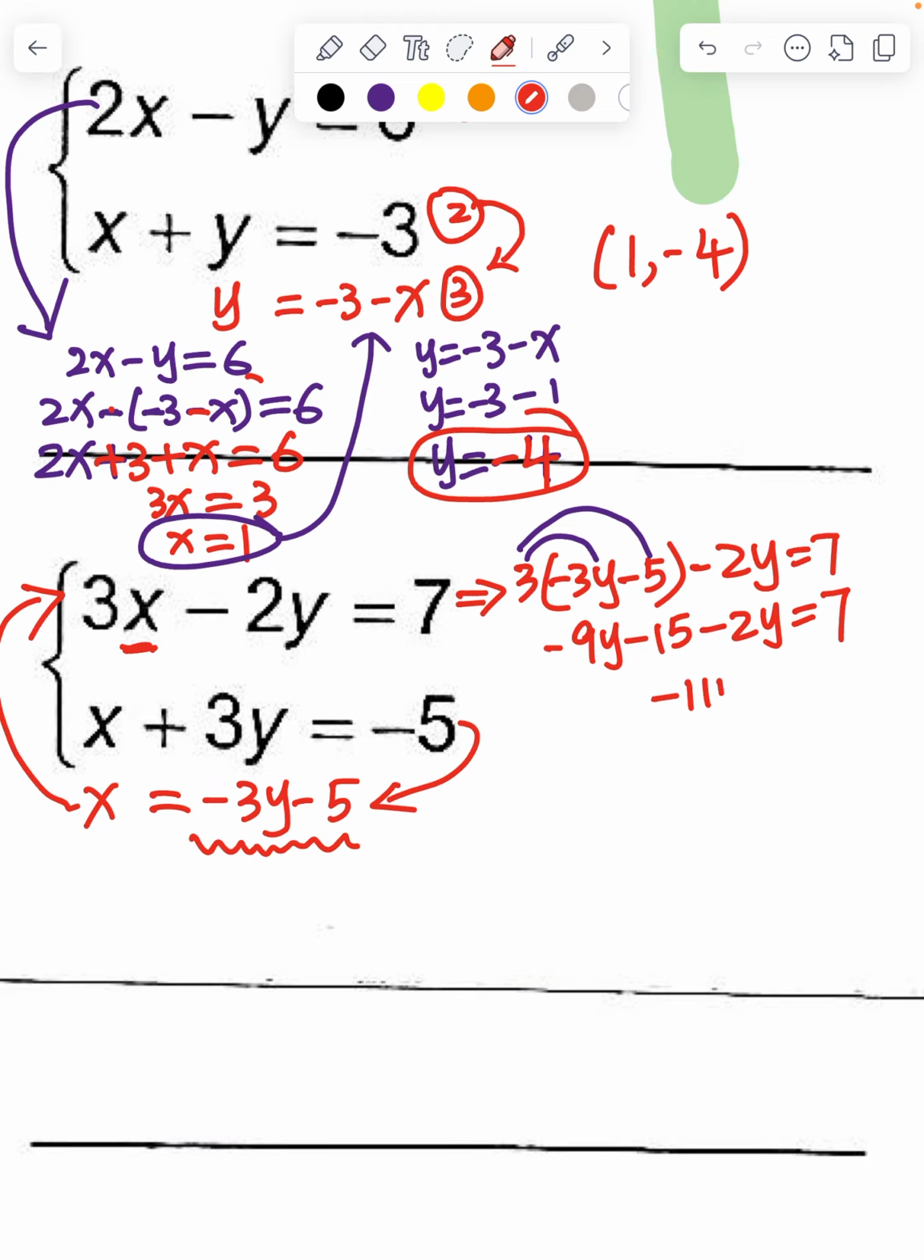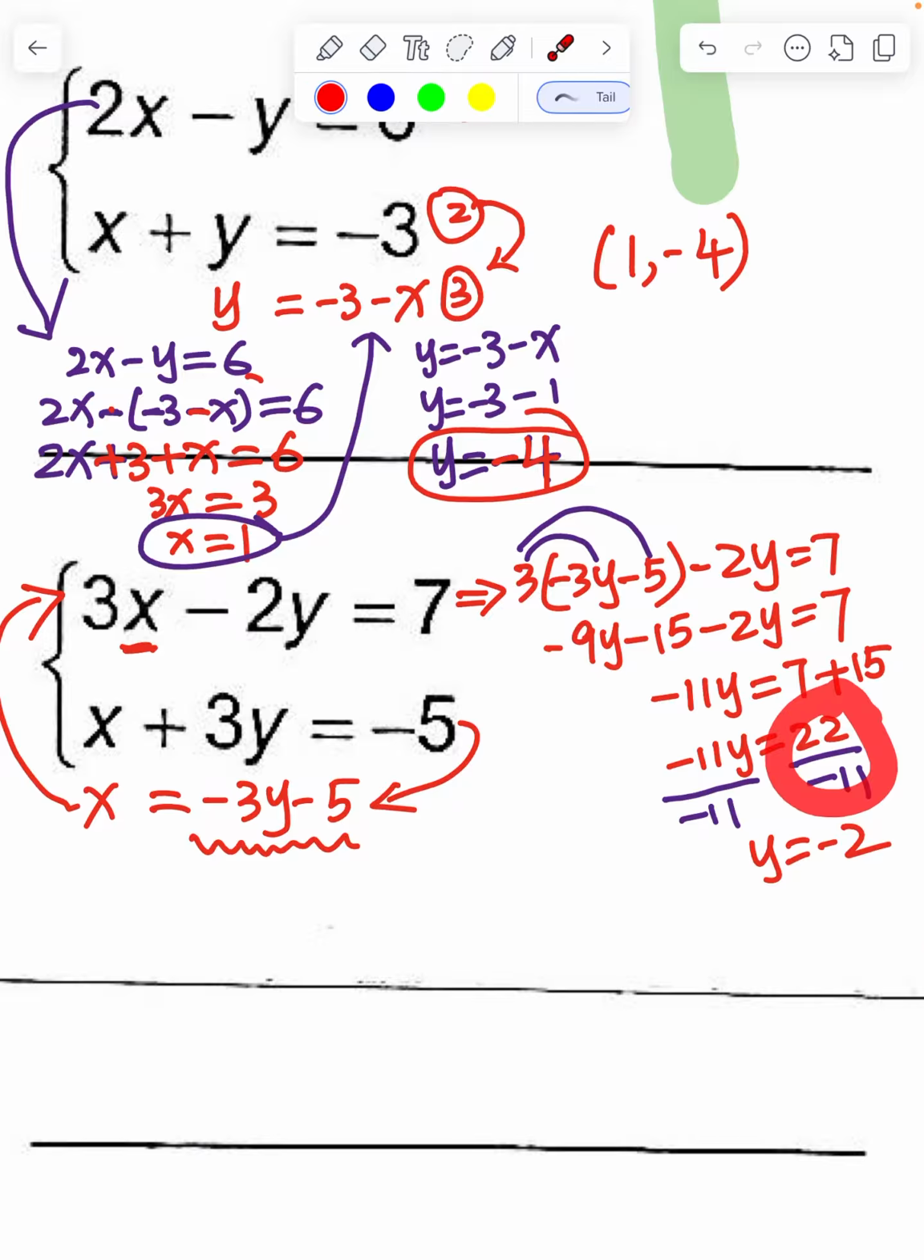Negative 11y equal to 7 plus 15. I'm moving negative 15 to the other side, it becomes positive 15, right? So negative 11y equal to 22. Now we need to divide both sides by negative 11. y equal to negative 2. 22 divided by 11, negative, right? That's negative 2. So we solved the y.